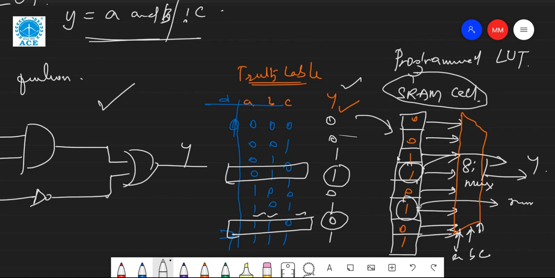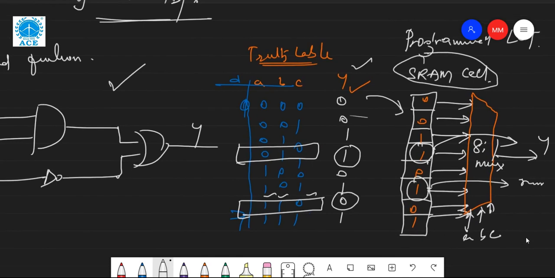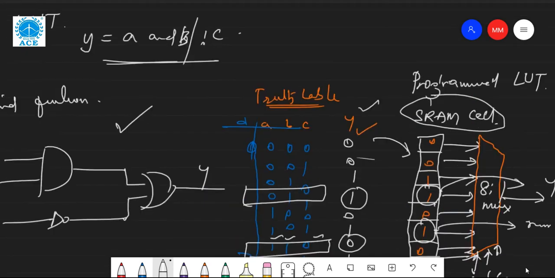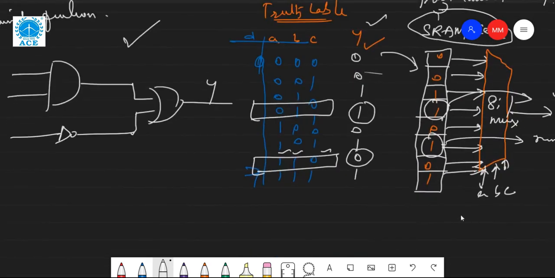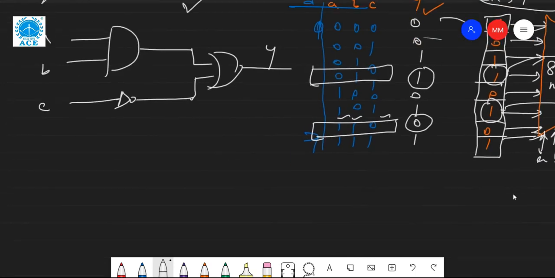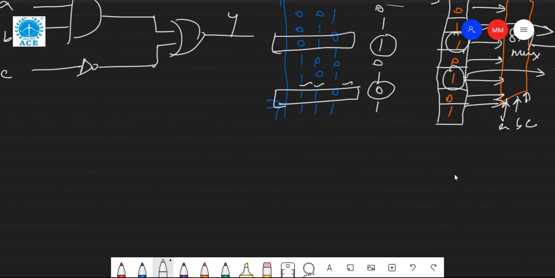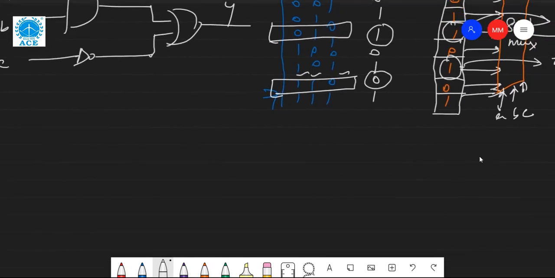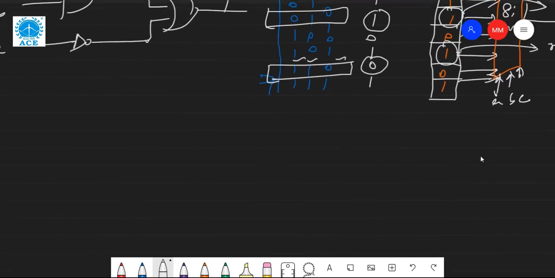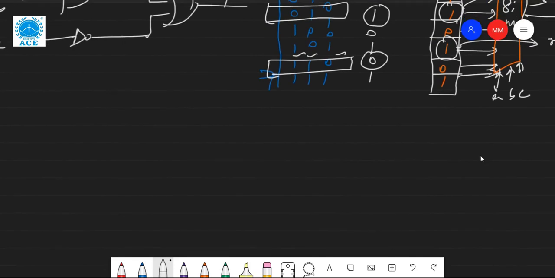Which is used in the programmable logic blocks. Got my point? Is it okay? So this is one of the best examples of how the lookup table functionality works in the logic blocks of an FPGA. Okay, right.